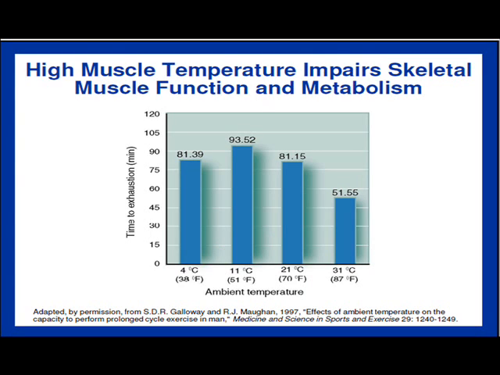Recall also that high muscle temperature impairs skeletal muscle function and metabolism. This was some data back in 1997 looking at time to exhaustion in minutes while exercising in different temperatures: 38 degrees Fahrenheit, 51 degrees, 70 degrees, and 87 degrees. It seems that at 51 degrees Fahrenheit, these individuals were able to go longer than at 38, 70, and 87. Too high a muscle temperature, as I've spoken about before, and you start to denature enzymes.